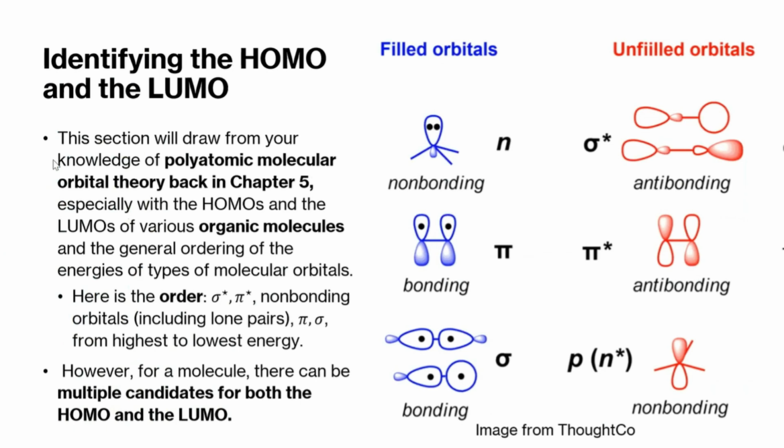And for a molecule, there can be multiple candidates for both the HOMO and the LUMO. So you can't really eyeball it or go by some kind of loose guidelines, especially for more complex molecules or molecules that just don't fit that criteria of what you're looking for. So there can be multiple candidates.